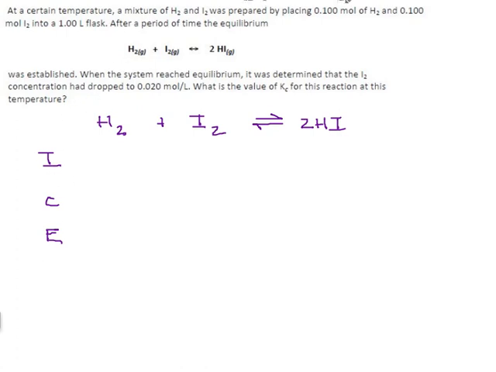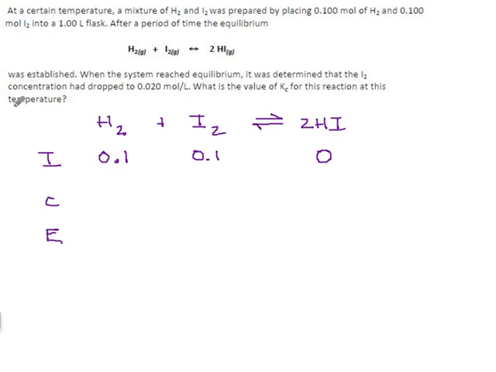And what have they given us? 0.1 moles of hydrogen in a 1 liter flask means the concentration is 0.1 divided by 1. So thank you, whoever wrote this question, for the 1 liter container. Iodine, also 0.1 divided by 1. And if they say we put these 2 things in the flask and that's it, that implies that there is no hydrogen iodide, at least at first.